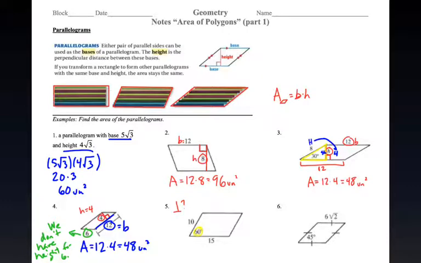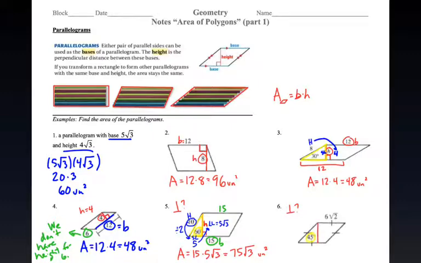Both 5 and 6, we're going to have to calculate the height. That's a 30, 60, 90. 10 is the hypotenuse. So it goes hypotenuse to short leg is 5. Short leg to long leg, 5 square root 3. The base was 15, so it becomes 15 times 5 square root 3.